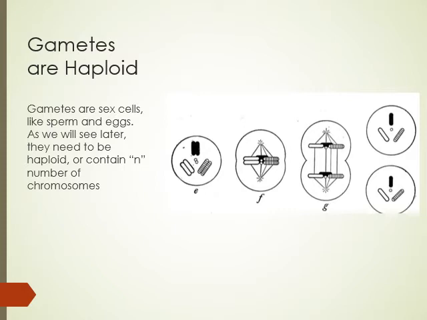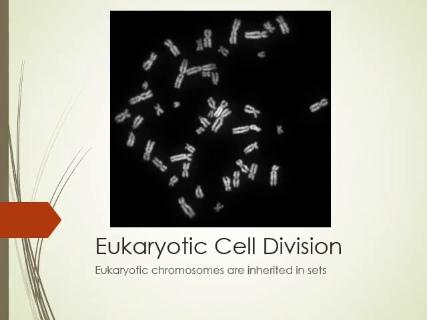So you have a sperm, you have an egg. They come together and fuse to form what's called a zygote. N plus N equals what? 2N. So you go from haploid to diploid. That's why we do this whole sex cell production thing. In eukaryotes, if we're passing cells on using mitotic cell division, if we're making exact copies, they're going to be inherited in full sets.